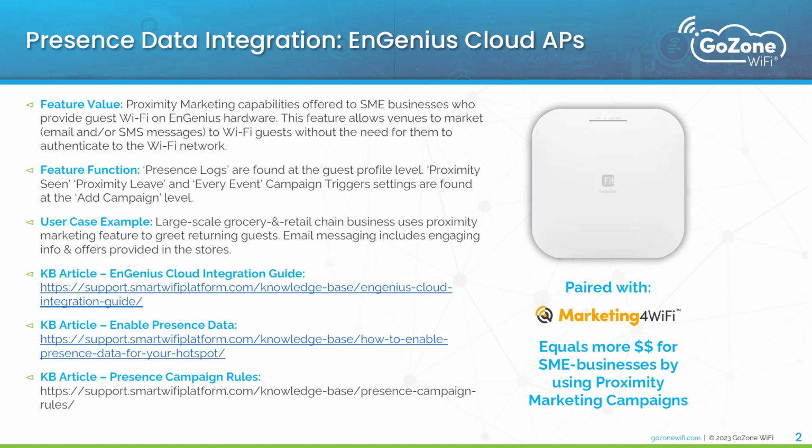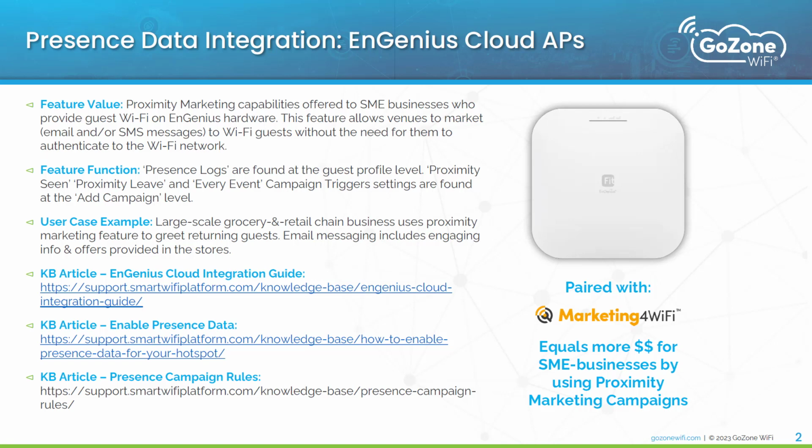And then the proximity marketing campaigns can be set up via the add campaign feature. When you run a campaign, specifically in the proximity marketing settings, you can set the proximity marketing triggers to proximity seen, proximity leave, and every event campaign. If you would like to learn more about each of those triggers and how they are activated, look at the knowledge base article at the very bottom of the slide, specific to setting up the presence campaign rules for proximity marketing.